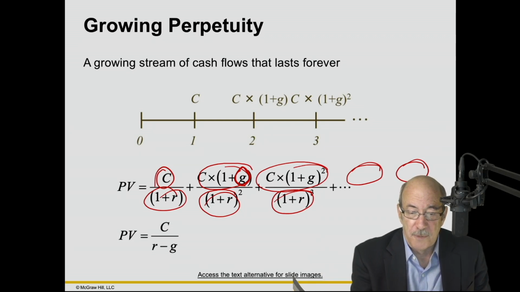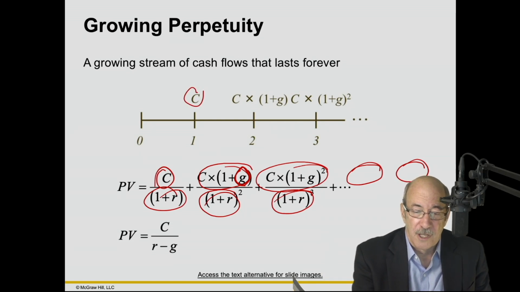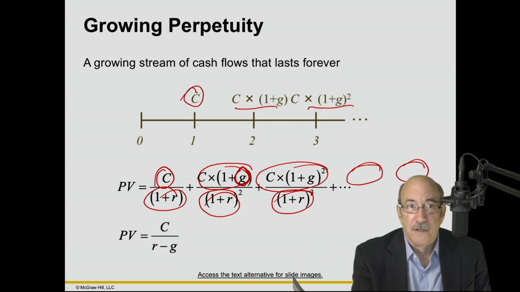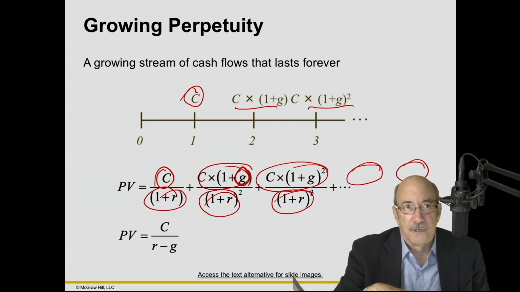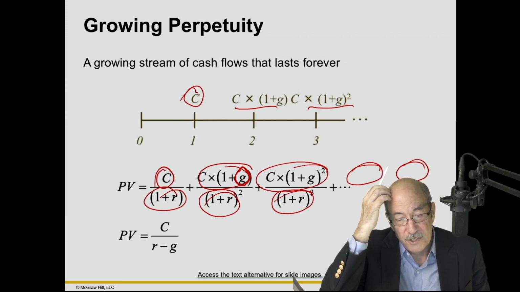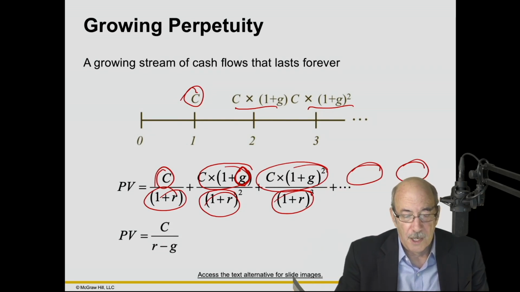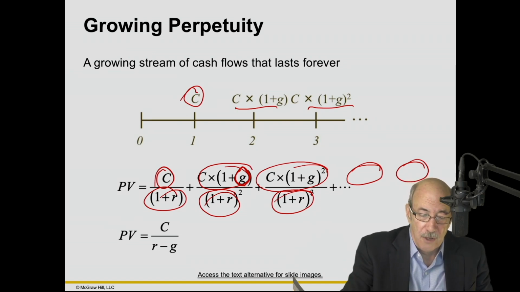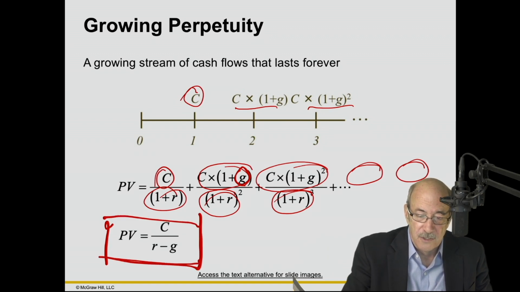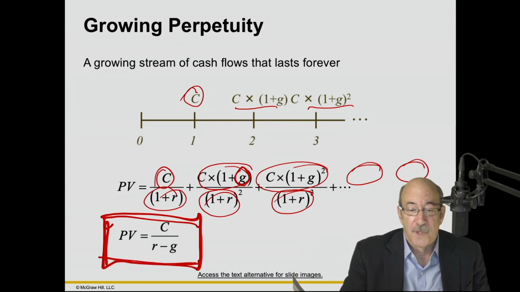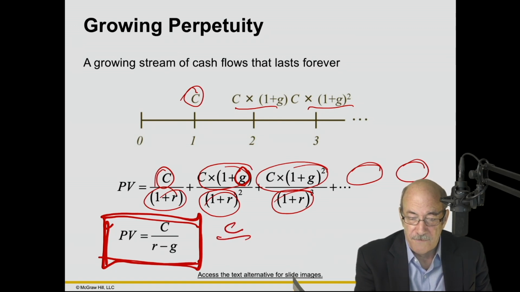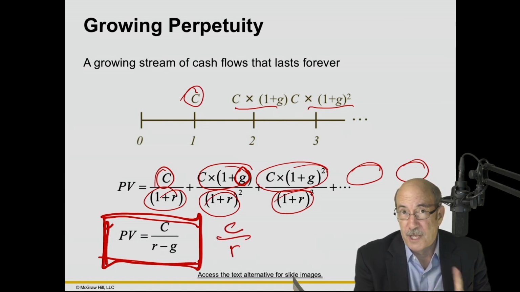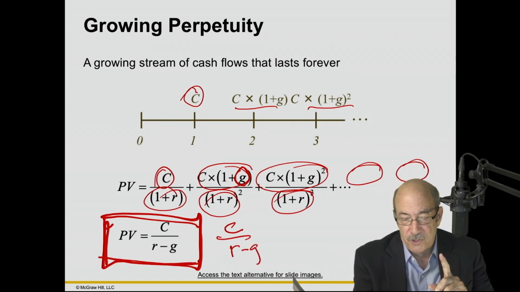If you were to set this up in your spreadsheet and have a column of C and then grow it by G for 1 period, 2 periods, so on, and run that out like 100 years worth of that, discounted at some rate R, you would see that the value that you get when you sum all of those up asymptotically approaches the value that you get when you use this handy dandy simplified formula right here. We're just taking C and dividing it by not just R, because that was the perpetuity, but R minus G.